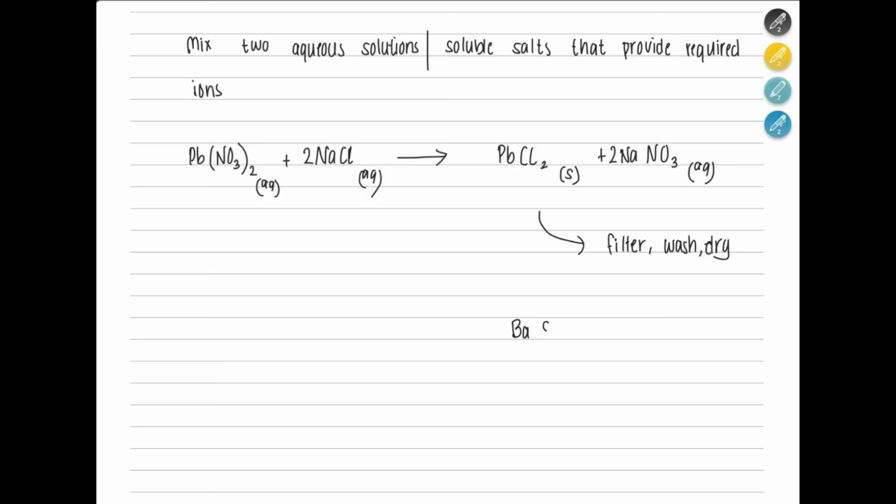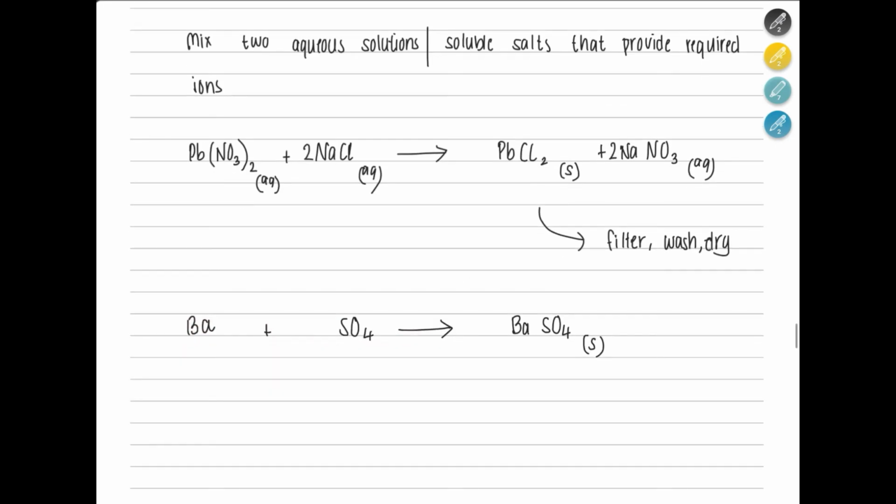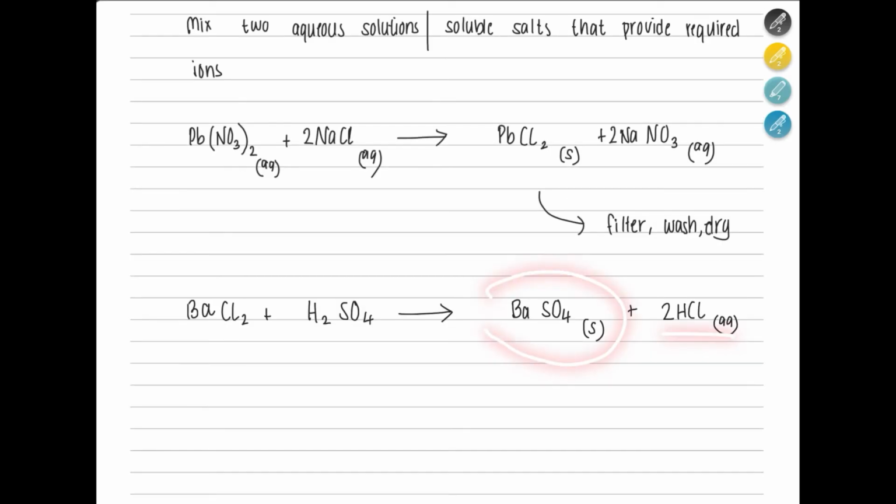Barium sulfate, BaSO4. Remember, all sulfates are soluble except lead, barium and calcium, so this is going to be solid as well. Now you want barium, so you also want sulfate ions. So now let's react a soluble salt and an acid. Okay, you can even use an acid. So let's use sulfuric acid, H2SO4, and then barium chloride. So you will get hydrochloric acid, which is aqueous here. Now you have barium sulfate. You can again filter, wash and dry to get your clean sample of barium sulfate.